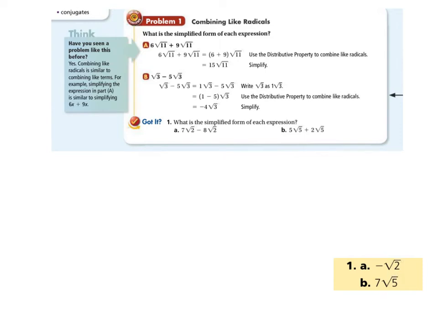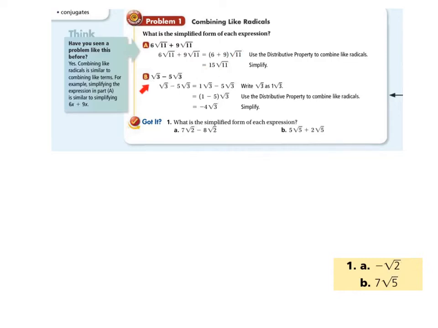Okay, so here we're talking about combining like radicals. It's really a lot like combining like terms. So notice here we have 6 square roots of 11 and 9 square roots of 11. You can really treat that square root of 11 sort of like a variable. So 6 of these, 9 of these, together that's 15 of them.